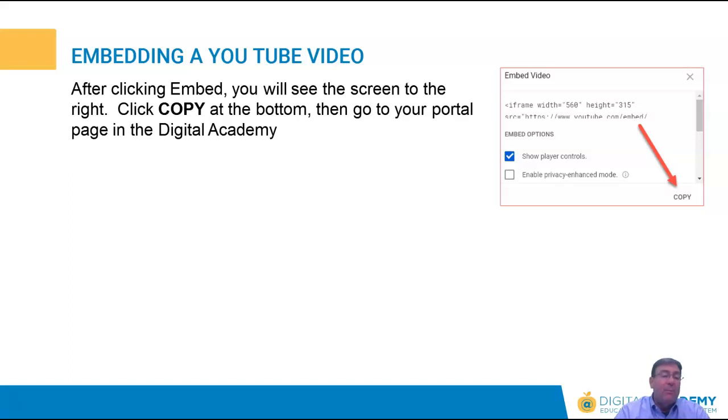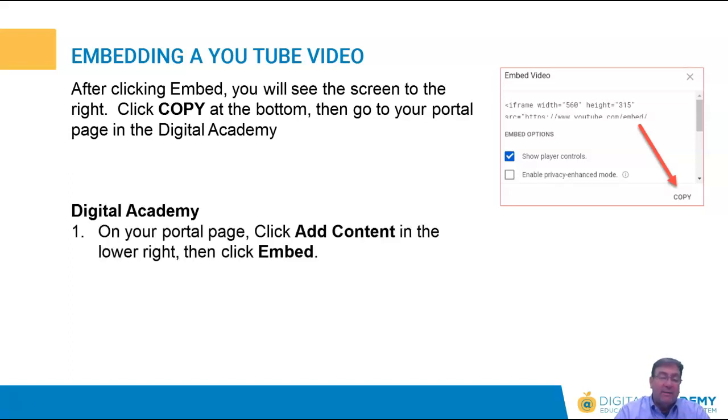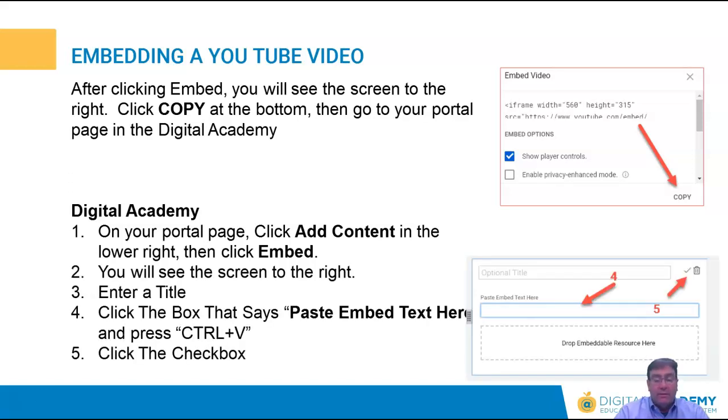At that point, you need to go back to the Digital Academy. In the Digital Academy, go to your portal page, click the green Add Content button in the lower right, and then click Embed. You'll see a pop-up that looks like the one on the right. You can enter a title, then you click in the box that says Paste Embed Text Here, and press Ctrl-V, or right-click and select Paste to paste the content that you copied from YouTube. When you're done, check the checkbox, and your video will be embedded onto your portal page.